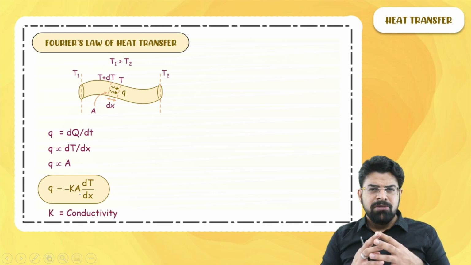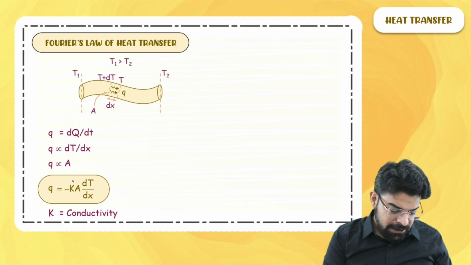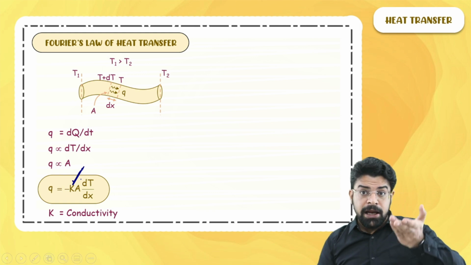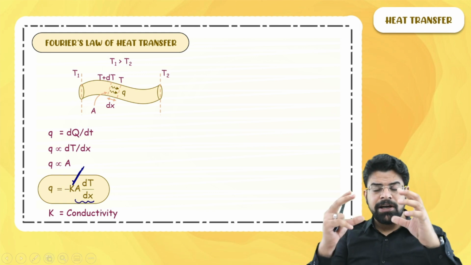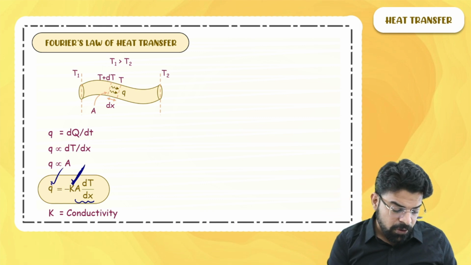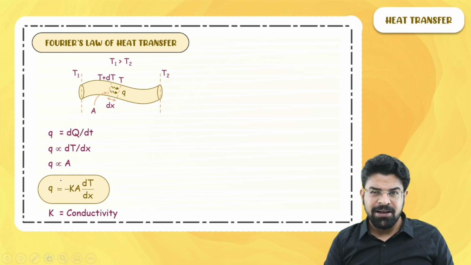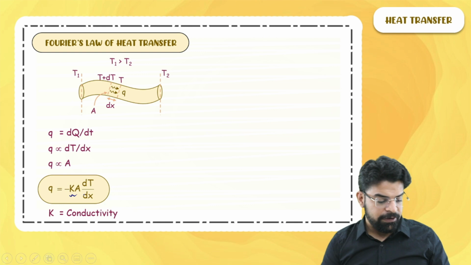Now, a good conductor transfers heat faster. See here, the better the conductor, the higher the value of K. And for everything else the same, the temperature gradient and cross-sectional area the same, the higher the conductivity, the more will be the rate of heat transfer, right? A better conductor conducts faster. So K is called conductivity.